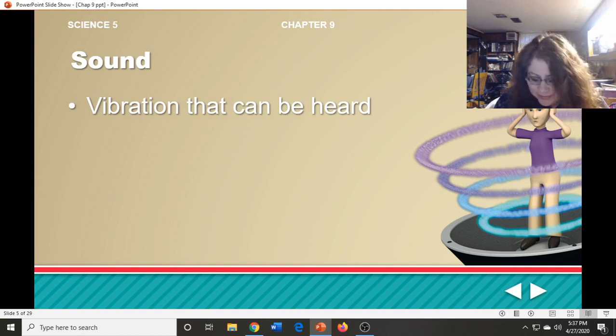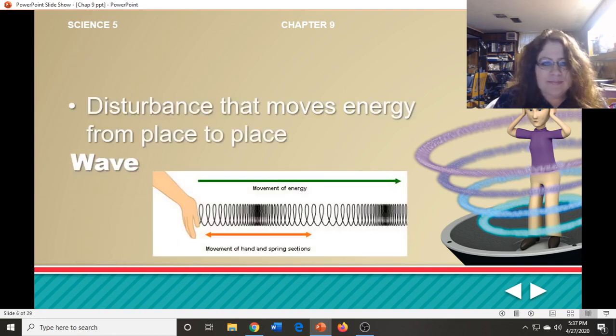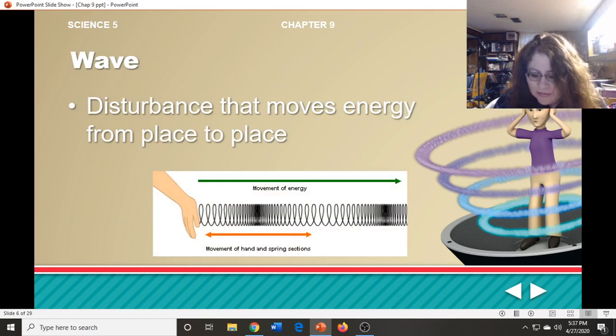All right, now we're going to look at the bottom of page 218 for our next definition. And you can also look at the screen. Sound moves through matter in waves. A wave is a disturbance that moves energy from place to place. So you're going to highlight that in your book. And you can look at the picture on the screen as well. So down here at the bottom, you see an example of what a sound wave looks like.